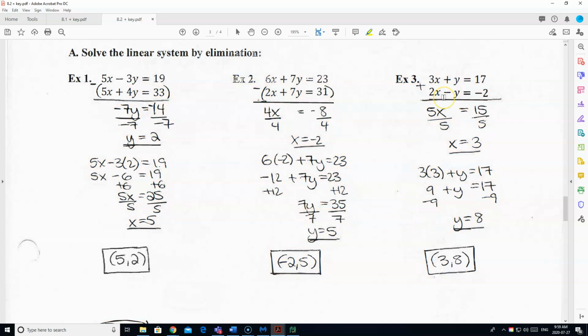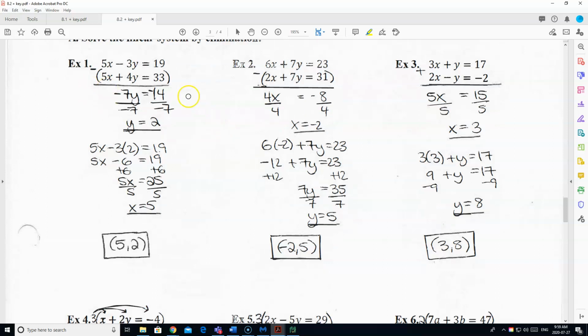But what if it wasn't so nice? So you can see that the coefficients of y here, the number next to the variable, were both 1, and here both 7. Here, x both had 5, so we can simply add or subtract, and it gets eliminated. But what if it wasn't lined up so nicely? What if the coefficients weren't identical? What would we do there? Okay, so let's look at the next section here.